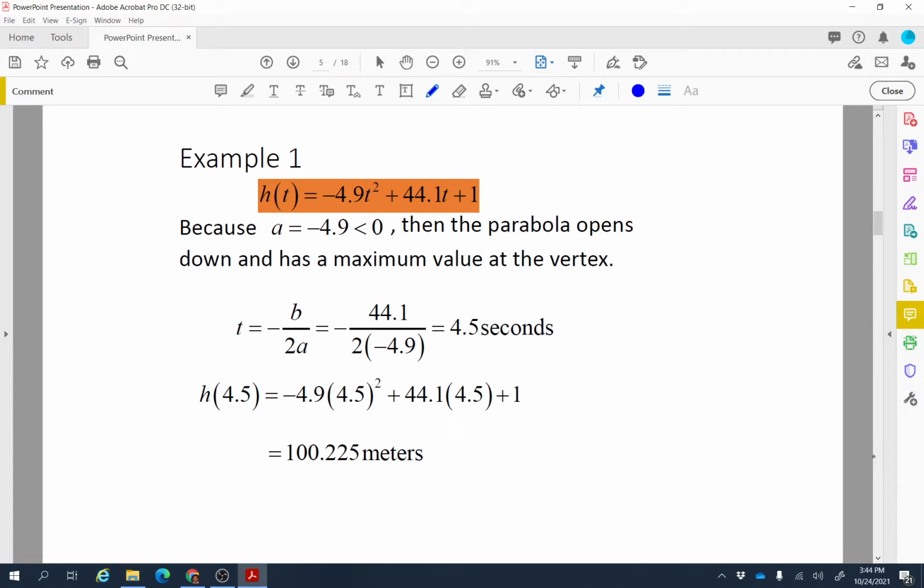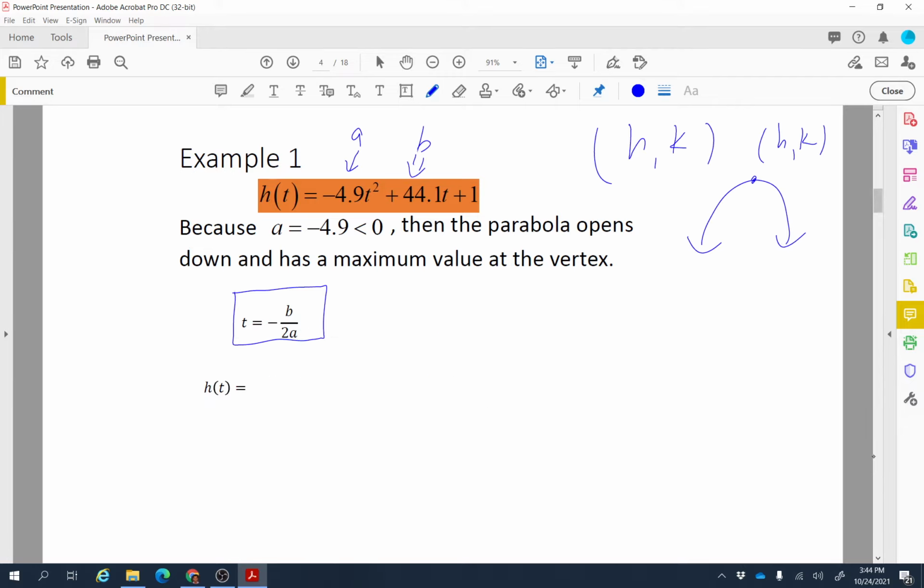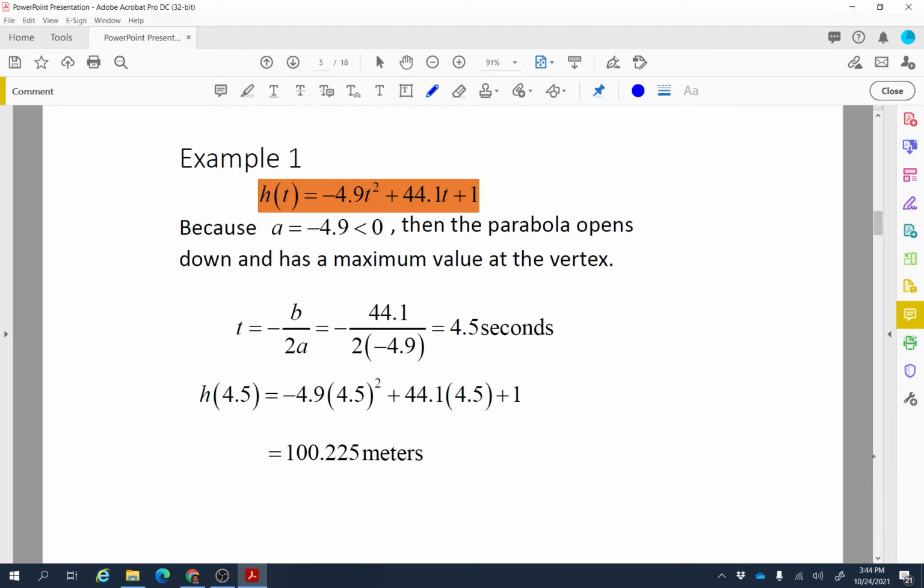So I put negative, negative times negative is positive, over 2 times a. As you can see here, b is 44.1 and a is negative 4.9. Okay, I was mistaken here. So b is 44.1 and a is negative 4.9, and by plugging in these values and using your calculator, you will find it's 4.5 seconds.